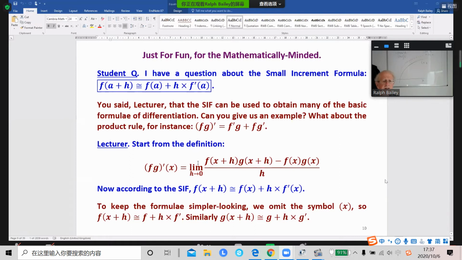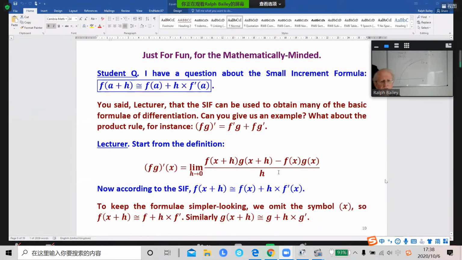If you think of fg itself as an entirely new function, you evaluate that function at x plus h, and you get f of x plus h times g of x plus h. And then you subtract its value at x, which is f of x times g of x. Right, so where can we go from here?